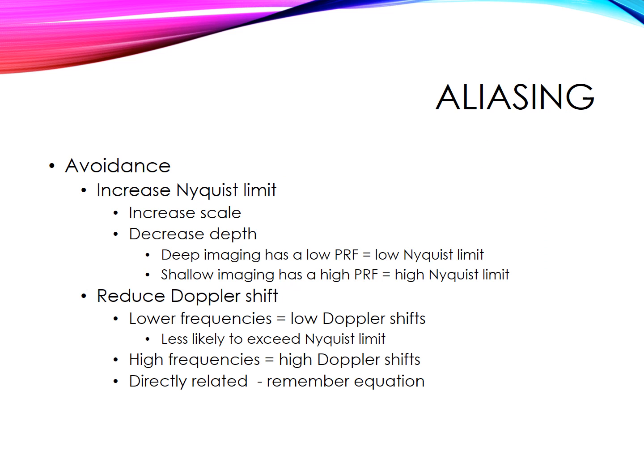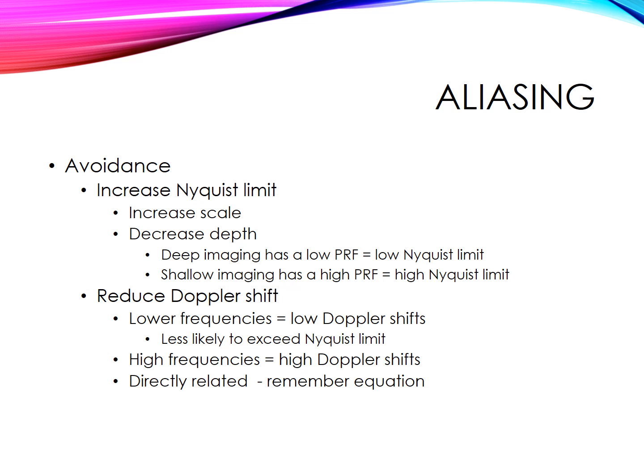So as a sonographer, you're going to need to know how we avoid aliasing. The first option is to increase the Nyquist limit. We increase the Nyquist limit by increasing our scale or decreasing the depth at which we are imaging. When we decrease our depth, we are going to have a higher PRF. If we have a higher PRF, that means we can have a higher Nyquist limit. When we image deep into the body, that is going to cause a low PRF, which causes a low Nyquist limit, causing more aliasing to occur.